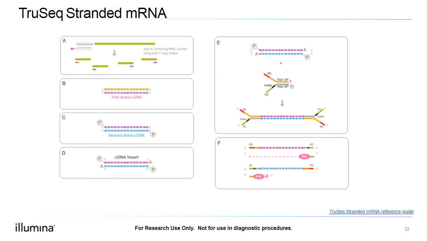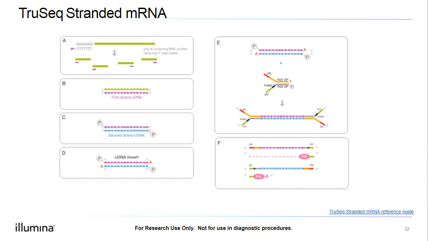Now, what if we want strand information? For this, the TruSeq Stranded mRNA kit may be an option. This workflow is very similar to TruSeq RNA V2, so I'm going to only highlight the areas that are different. So we will start with our poly A selection, fragment, prime, and go into first strand cDNA synthesis.